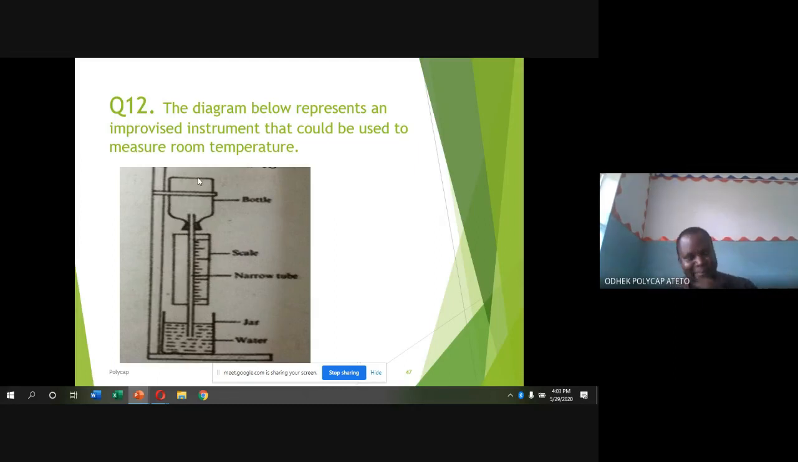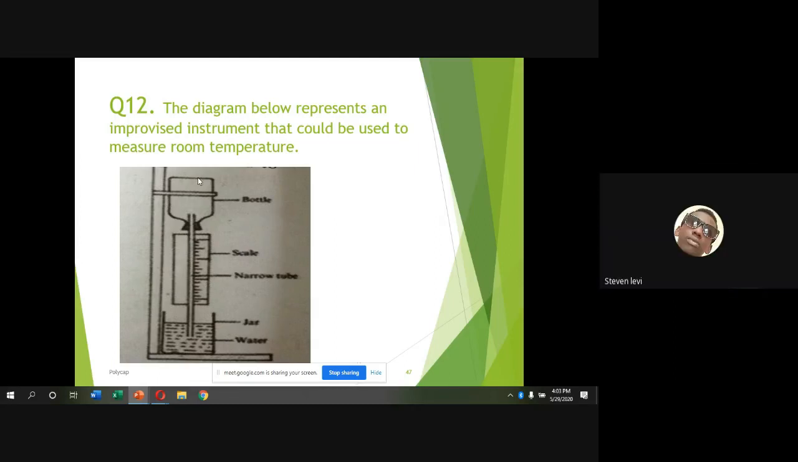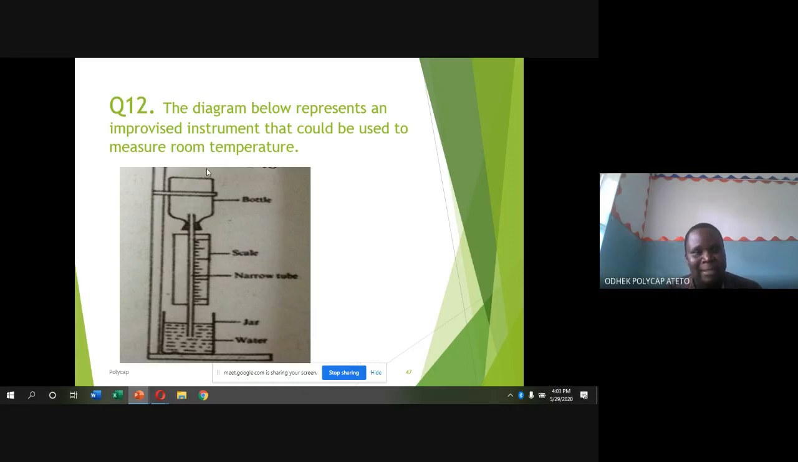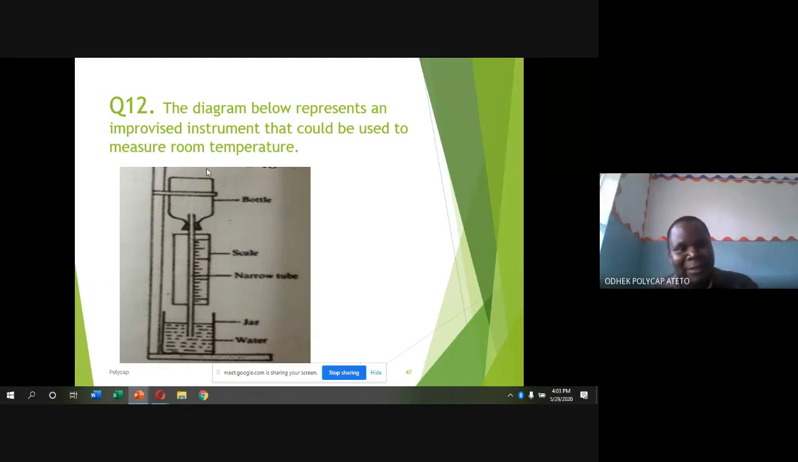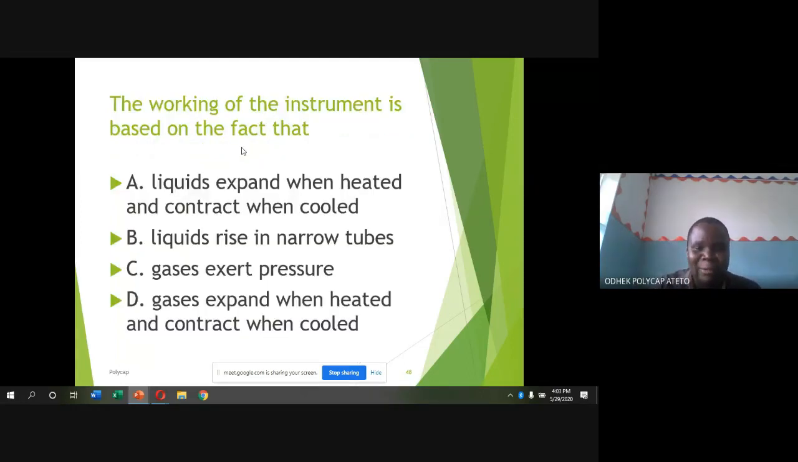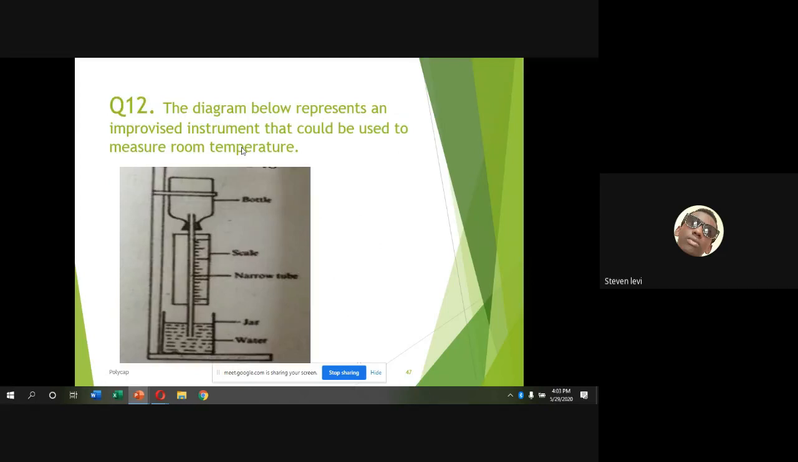You know what I want you to know, you guys, I want you to be very, very specific when you're answering questions. When you get a diagram like this in a question, the first thing I say is, can you first of all identify the diagram? Which diagram do we have right now in number 12, Levi? Air thermometer. So if this is an air thermometer, is it the liquid that expands when heated and contracts when cooled, or is it the gases that expand when heated and contract when cooled? I think it's the gases. Yeah, the answer is the gases.